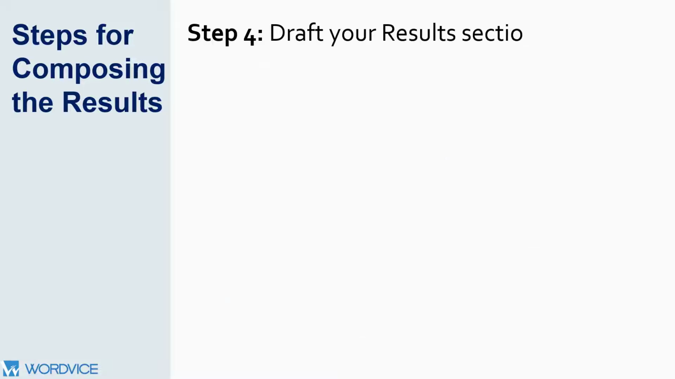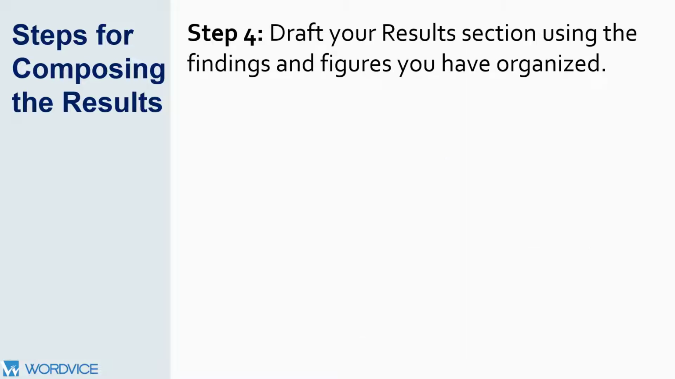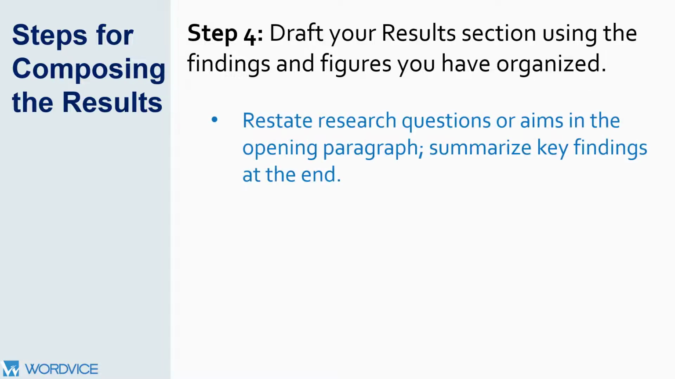Step 4. Draft your results section using the findings and figures you have organized. The goal is to communicate this complex information as clearly and precisely as possible, so concise and well-constructed sentences are most effective. In the opening paragraph of this section, restate your research questions or aims to focus readers' attention to what the results are trying to show. It is always a good idea to summarize key findings at the end of this section to create a logical transition to the interpretation and discussion that follows.